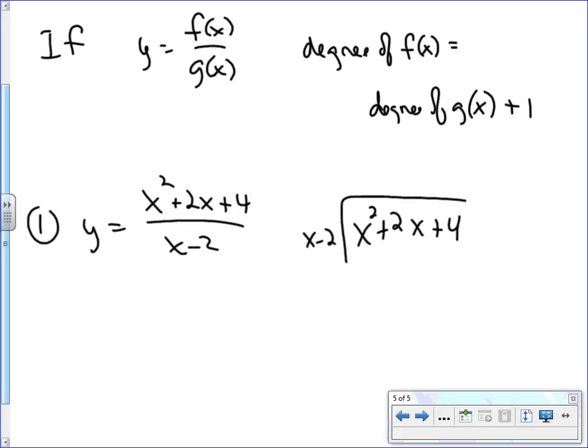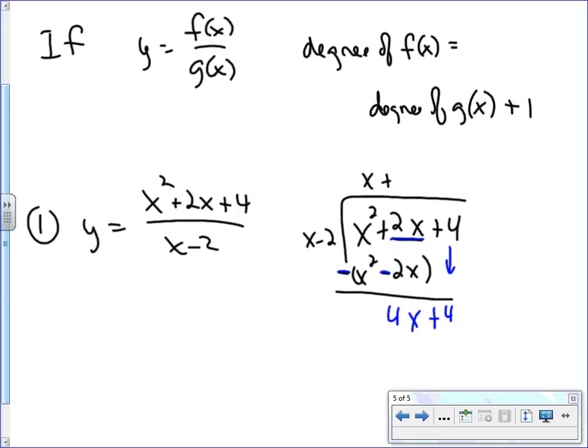Just divide. If they factor, that would be nice, but most of these don't factor. So just make this division, and I think you'll probably remember how to do this. x times x is x squared. x times minus 2 is minus 2x. And then you subtract. 2x minus negative 2x is 4x. Bring down the 4. Hopefully this is ringing some bells.